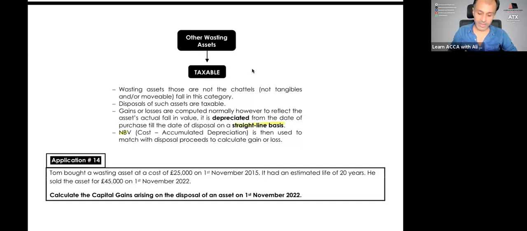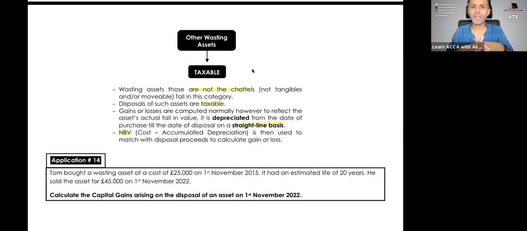Wasting assets are not chattels, because a chattel is tangible and movable. So either these wasting assets are not tangible, or if they are tangible, they are not movable, or both. They are taxable, but to tax them, the way I have shown to all of you, net book value will be worked out in the first place, which will then be matched with the proceeds to calculate the gain or the loss.